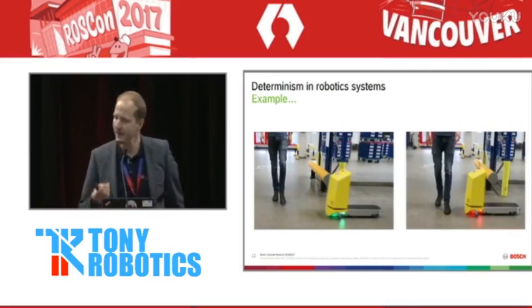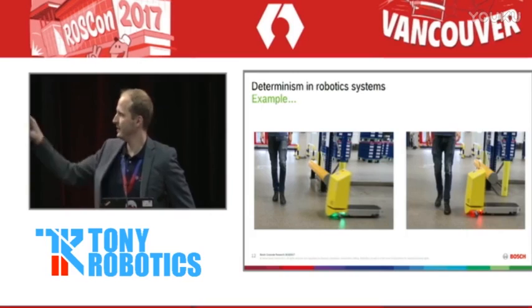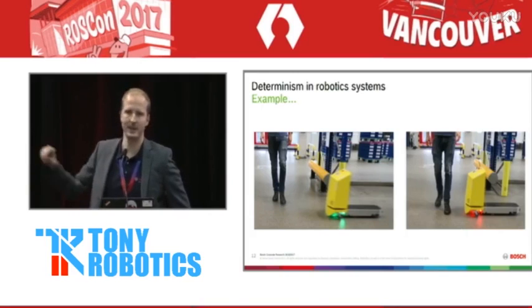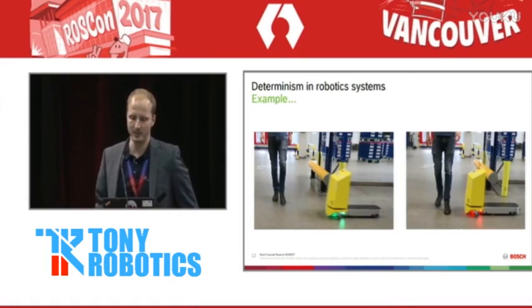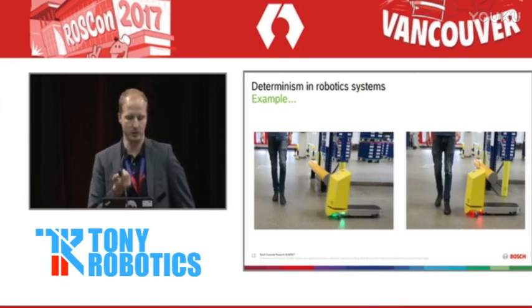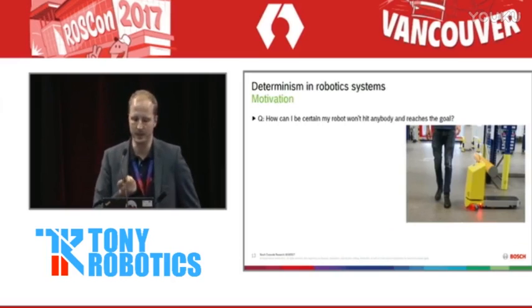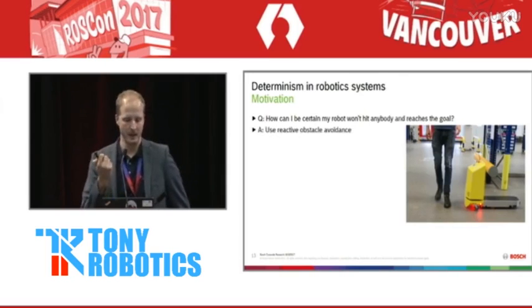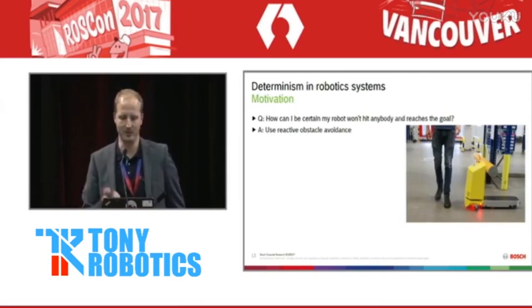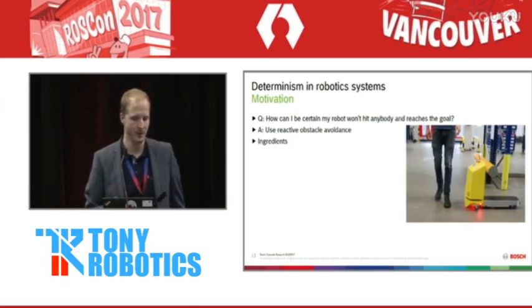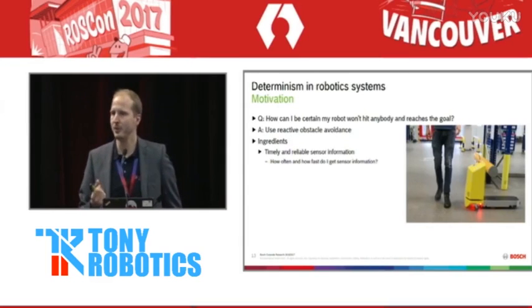So in essence, what you want to ensure is that in this situation, the robot has this red light on. It means it's stopped. And so the person can pass, and then the robot will continue. So how do we usually do that? We say, OK, how can I be certain of that? I have obstacle avoidance. It's been in robots for ages. Every mobile robot has obstacle avoidance. But how does it work? So what do we need? First of all, we need sensors.